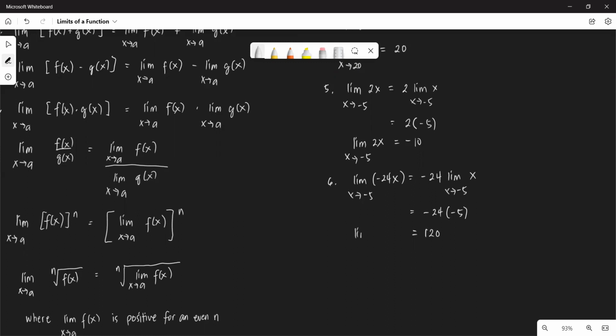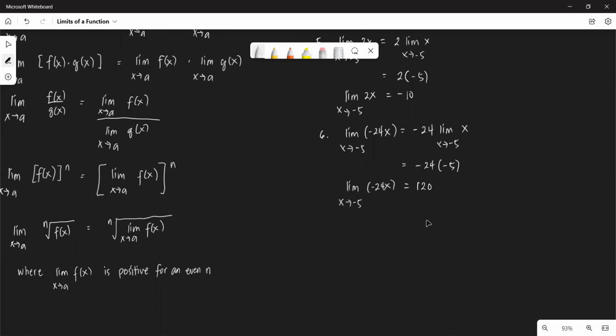So the limit of -24x as x approaches -5. Make sure that the negative number is enclosed with parentheses so that you will not mistakenly read it as limit of, or limit minus 24x. It should be the limit of a negative number or value. So limit of quantity, -24x.